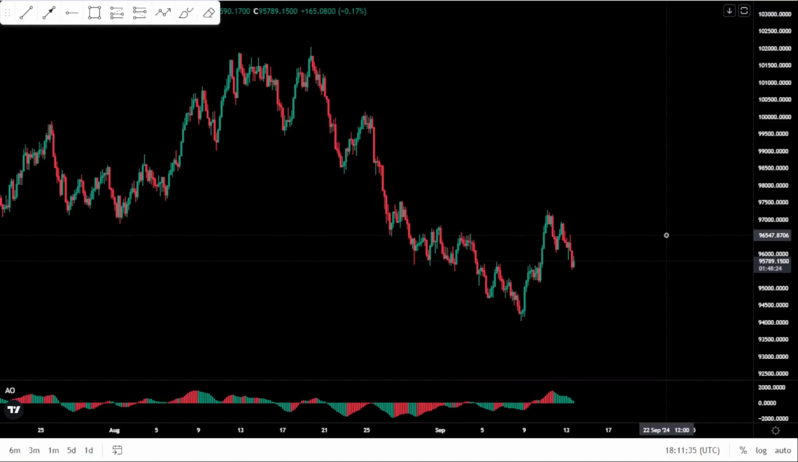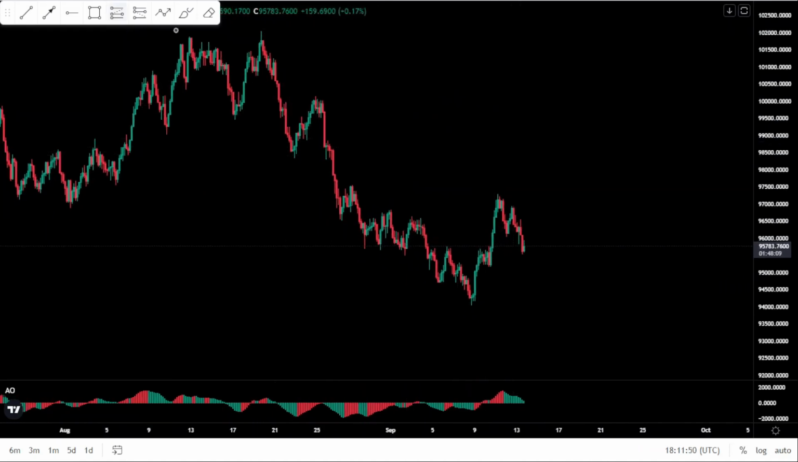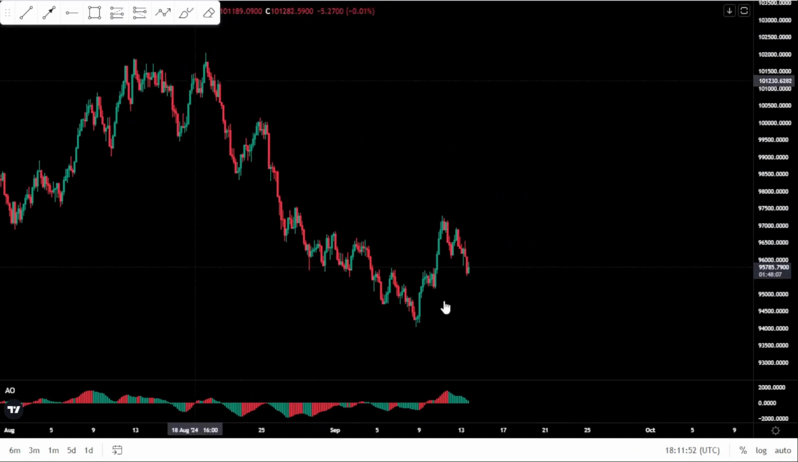So guys, I just want to show you how to trade a QM pattern. This should be a very simple thing for you to understand. I'm going to show you a few examples here. The first one is a sell market.